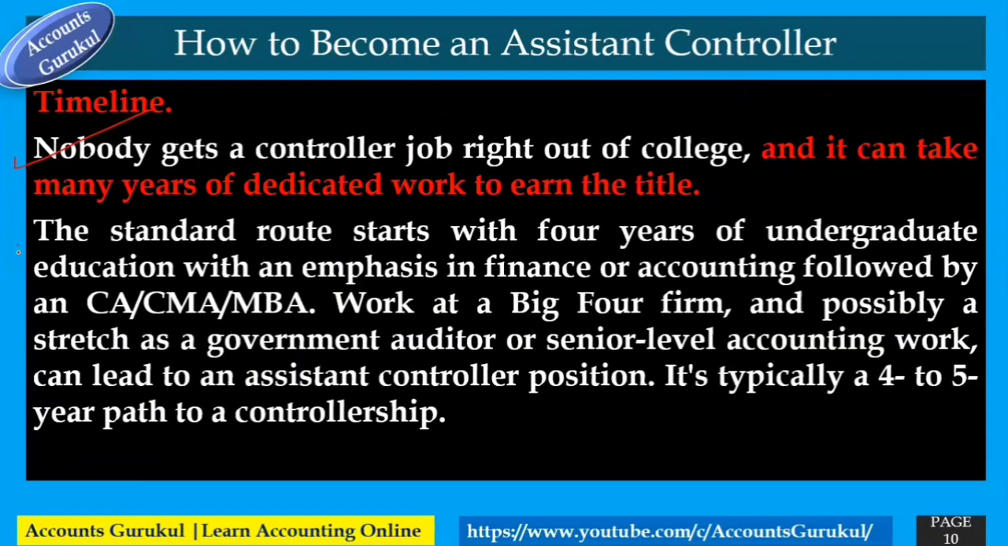The standard route starts with 4 years of undergraduate education with an emphasis in finance or accounting, followed by a CA/CMA or MBA, work at a Big Four firm, and possibly a stretch as a government auditor or senior-level accounting work, which can lead to an assistant controller position. It's typically a 4 to 5 year path to a controllership. So to reach controller, you first have to become an assistant controller, and to reach assistant controller, you need more than 4 or 5 years of experience.